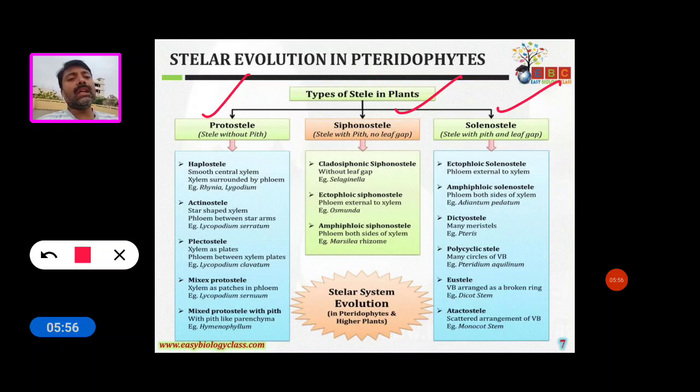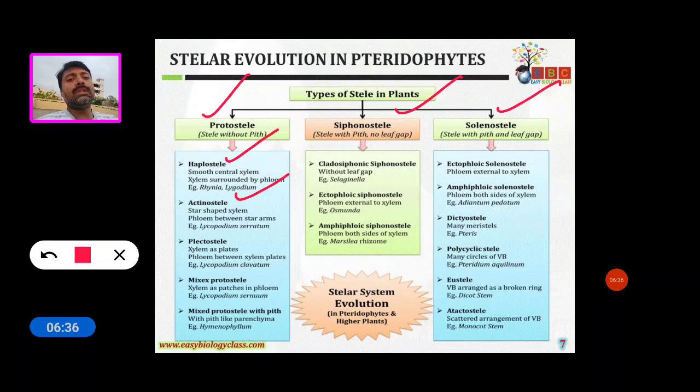Protostele is again classified into haplostele, actinostele, plectostele and mixed protostele, and mixed protostele with pith. These are the types of protostele. Haplostele means a smooth central xylem surrounded by phloem. This type of stele we can see in Rhynia and Lycopodium.